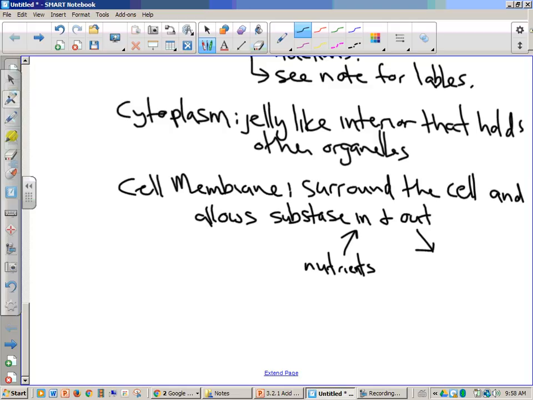What else does a cell need? Oxygen. If I put O2, does that make sense? What leaves the cell? Waste. And what gases leave the cell? Yep. CO2. CO2. Excellent.